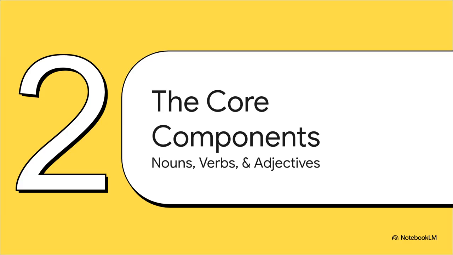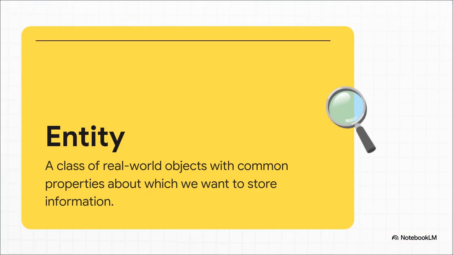Okay, so how does this blueprint actually work? Well, it's all built on three really simple but incredibly powerful core components. I like to think of them as the nouns, verbs, and adjectives of our data story. First up, we have the entity. This is the noun of our story. An entity is just a distinct object or concept in the real world that we want to store information about. So think of the main characters: a student in a school's database, a product on a website, or a car in a dealership's inventory. These are the core things our system is all about.